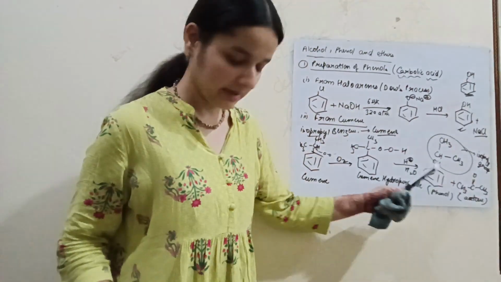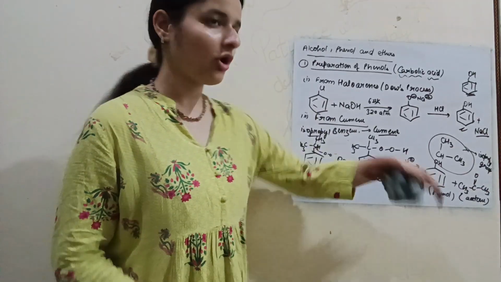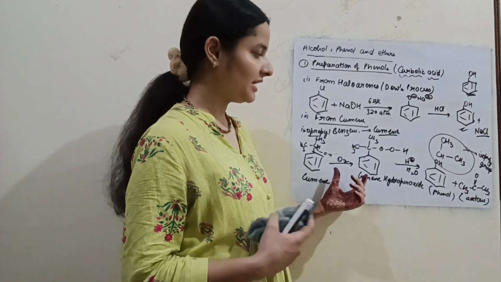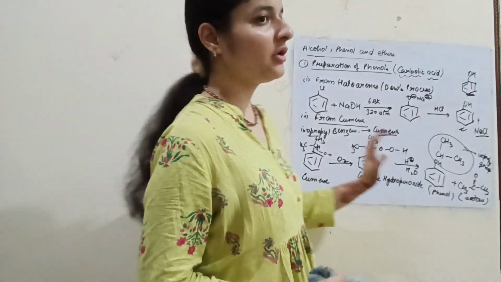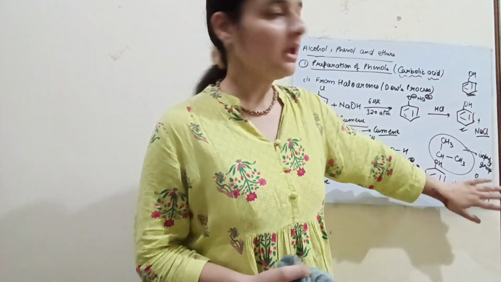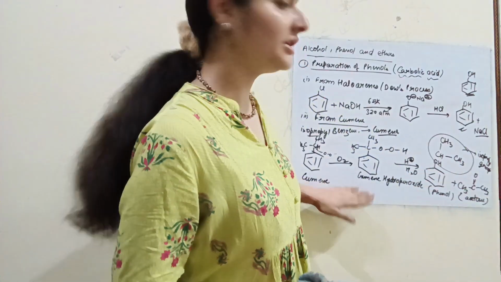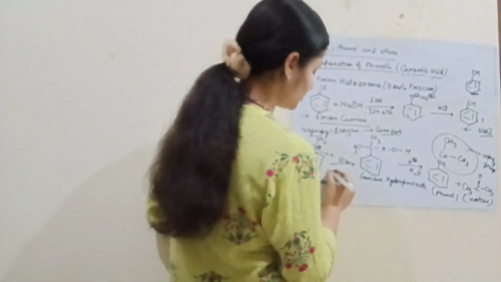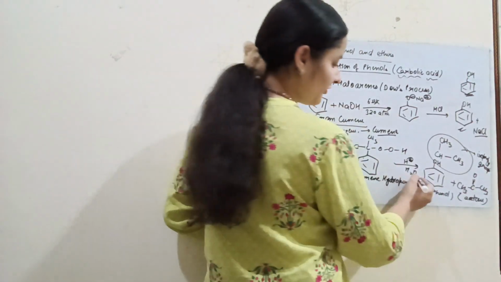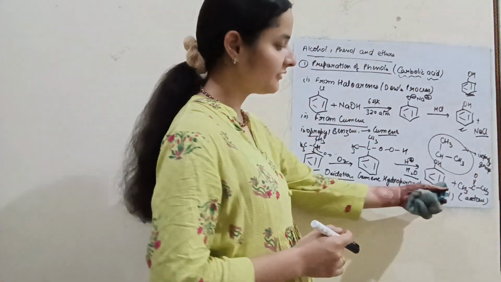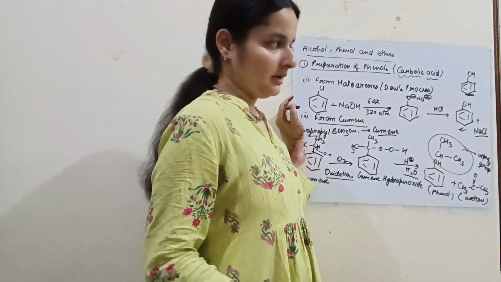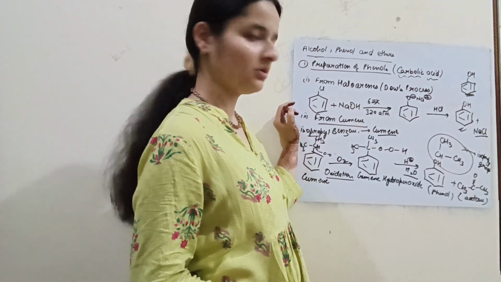So this is my preparation of phenol from cumene, and this is a very important preparation. The most economical method to prepare phenol is from oxidation of cumene. Basically it is undergoing oxidation, and in the second step further hydrolysis in the presence of acid will give you phenol. So this was for the preparation of phenols. That's all for today's lecture. So thank you everyone.